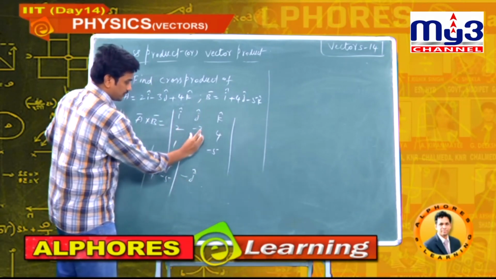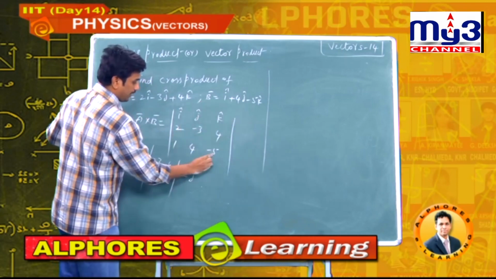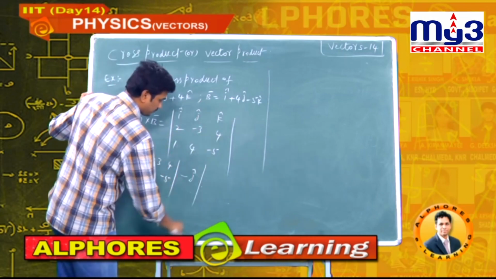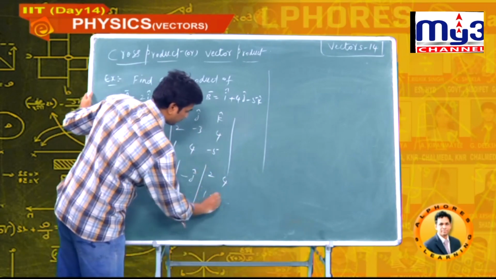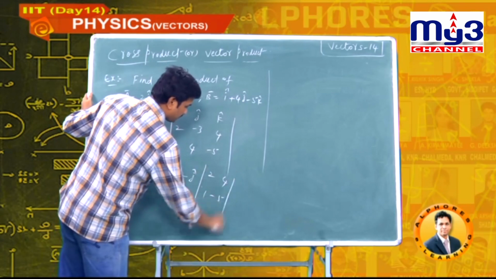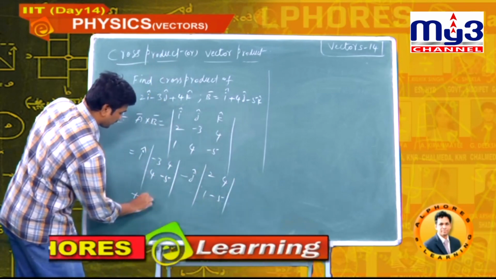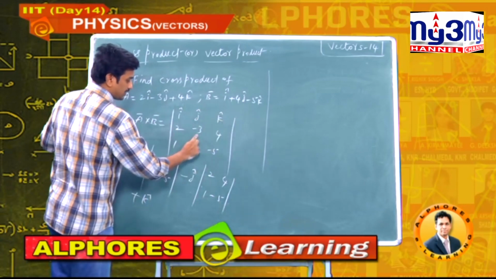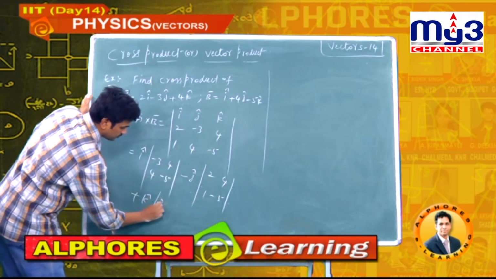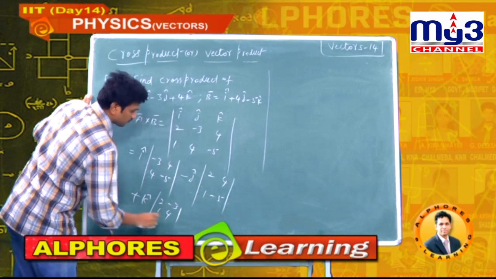Now forget about this column and row. 2 minus 5, 4, 1. 2, 4, 1 minus 5. Now plus k cap. Forget about this column and row. Now 2 minus 3, 1, 4. Now the answer.